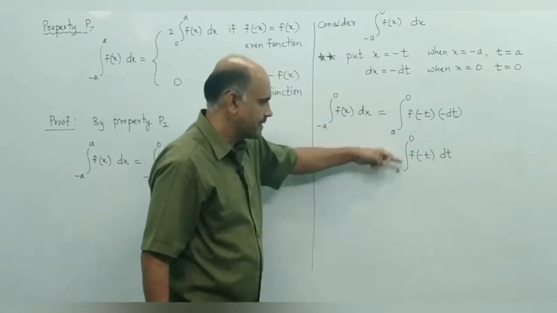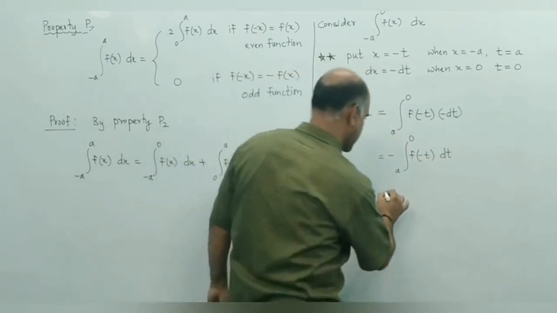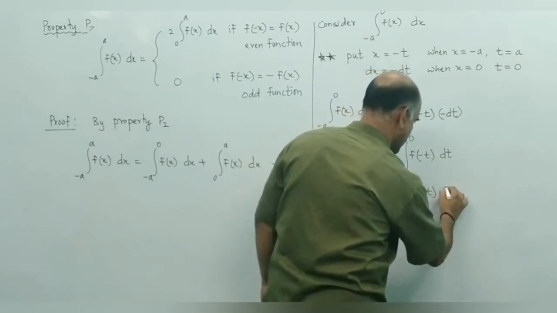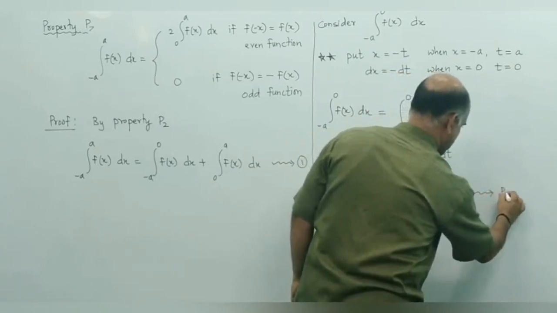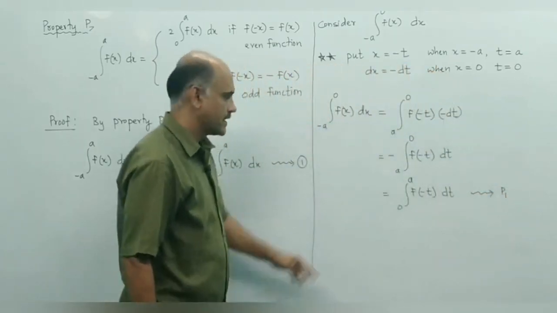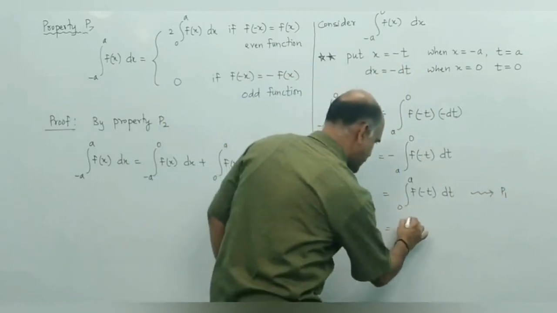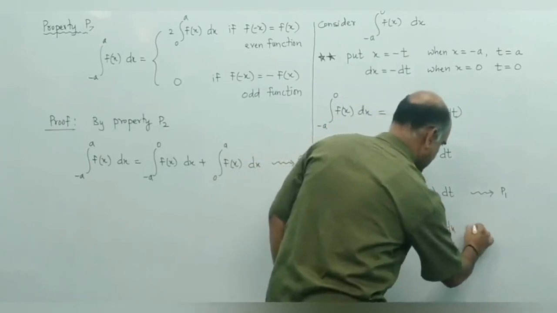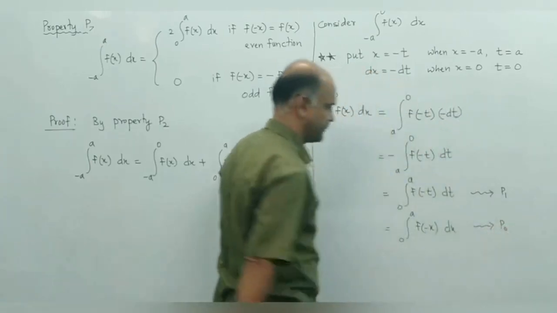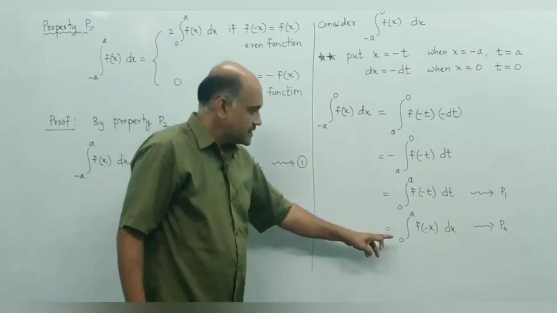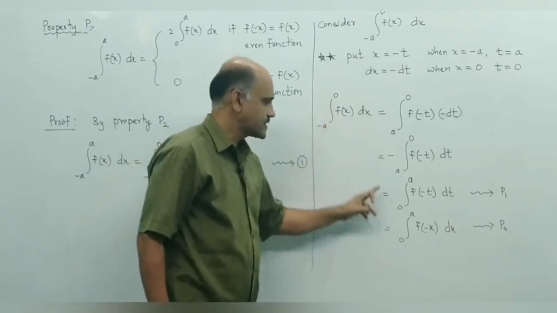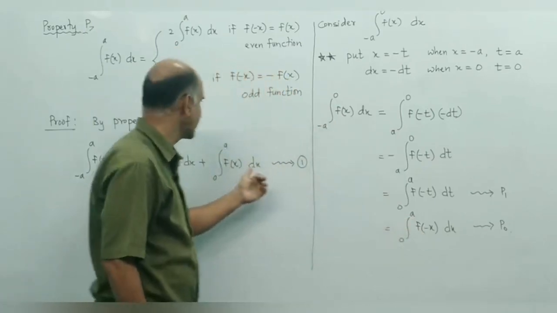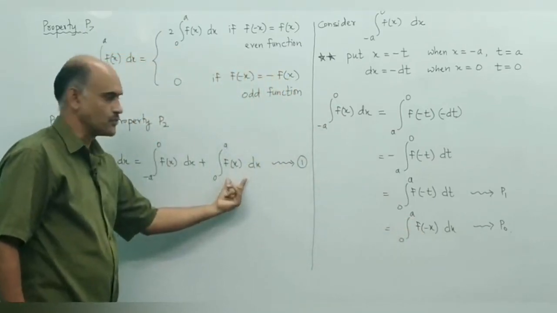By property P1, interchanging the limits, minus becomes plus. So integral 0 to a of f of minus t dt by property P1. Now by property P0, this will be integral 0 to a of f of minus x dx. This is by property P0. Now this value, integral minus a to 0 of f of x, you substitute as integral 0 to a of f of minus x in equation 1.